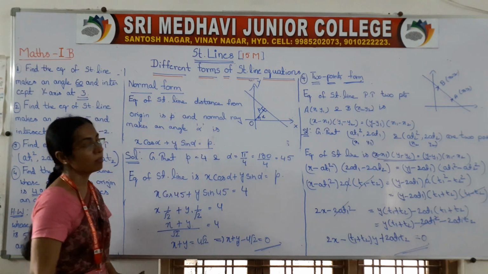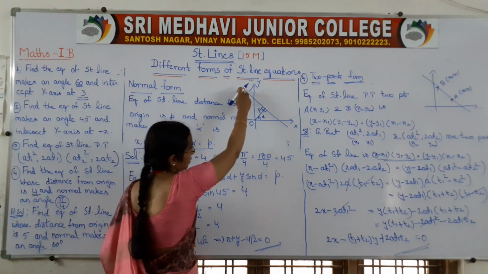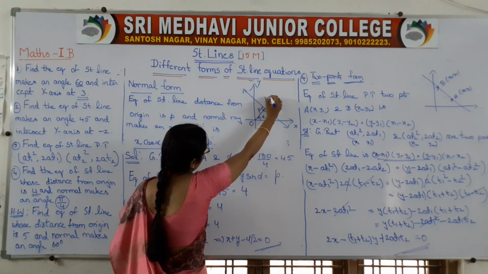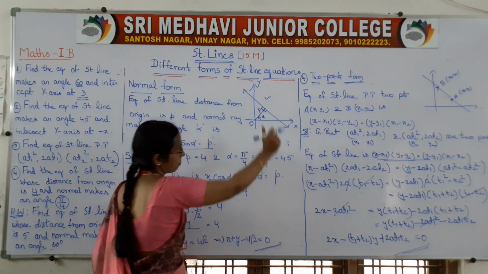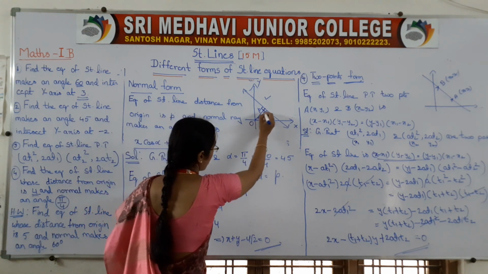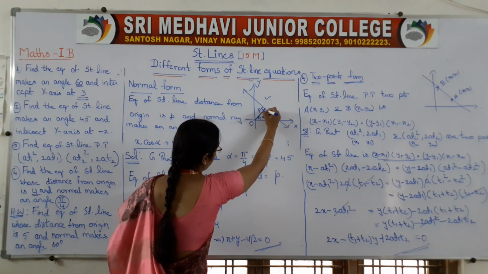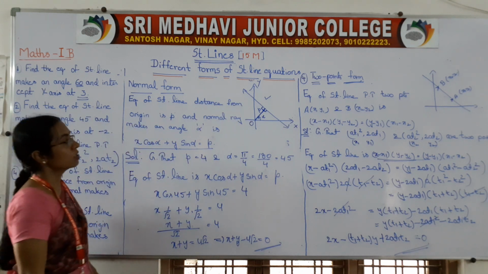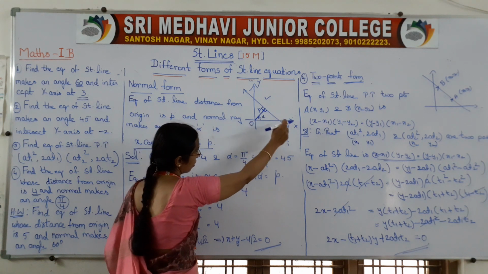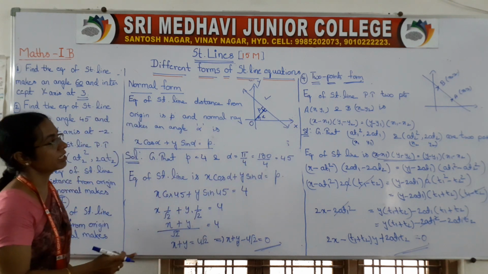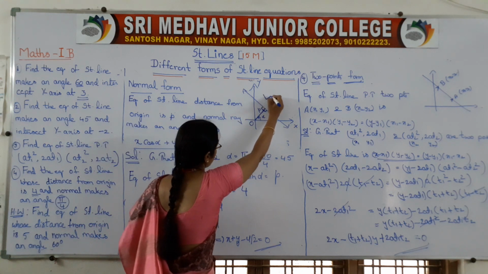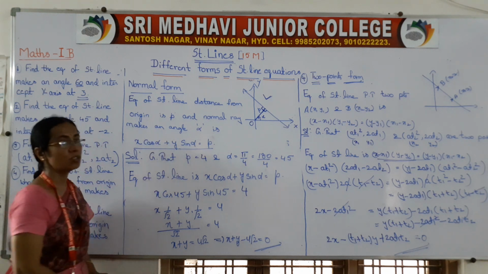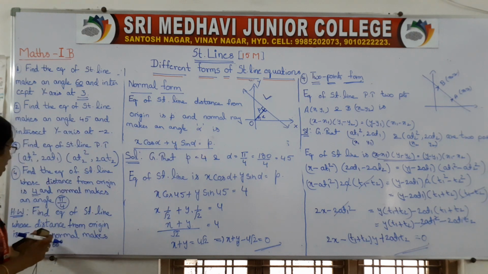Next, normal form. I already explained what it is. This is your line L. Its distance from origin is P, and this line is called its normal. Why is it called normal? It is perpendicular to this line. See, if you take that side, it is perpendicular. So it is called the normal ray, and it makes an angle alpha with the x-axis. In such cases, the line equation should be taken as x cos alpha plus y sin alpha is equal to P. So one homework question is also given to you.